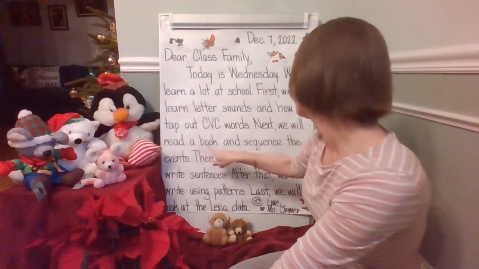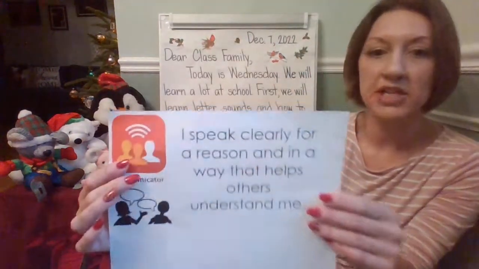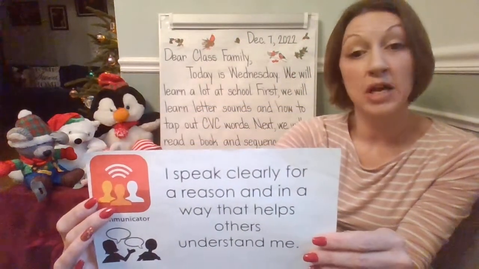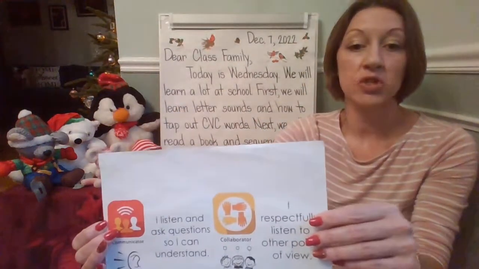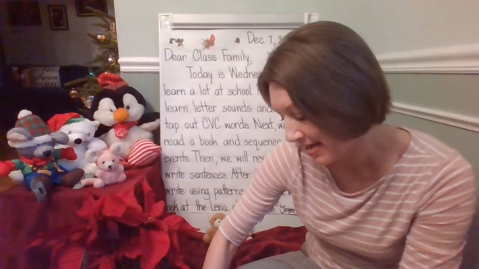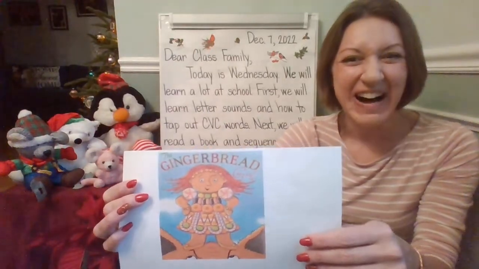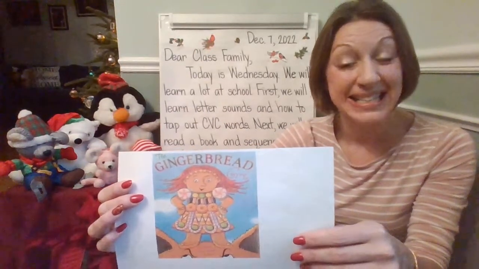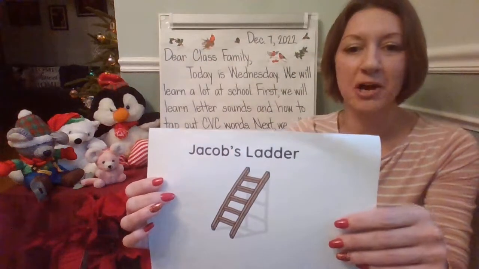So next we will read a book and sequence the events. When we read the book and sequence the events, remember I speak clearly for a reason, in a way that helps others understand me. I listen and ask questions so I can understand, and I respectfully listen to others. We're going to be looking at The Gingerbread Girl. All right, and when we read this gingerbread book called The Gingerbread Girl, we're doing Jacob's Ladder.